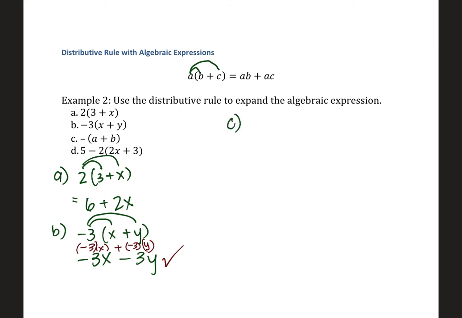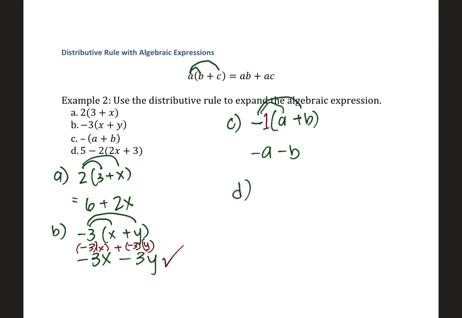For letter C, we have something that looks a little bit different. Negative a plus b within parentheses. For this one, whenever you have a minus sign with no number attached to it, it's understood to be 1. So I'm just going to say, okay, this is a negative 1 right here. So I'm just distributing this. Negative 1 times a is just negative a. Negative 1 times b is negative b. And this is the expanded version. You don't need to do anything else.